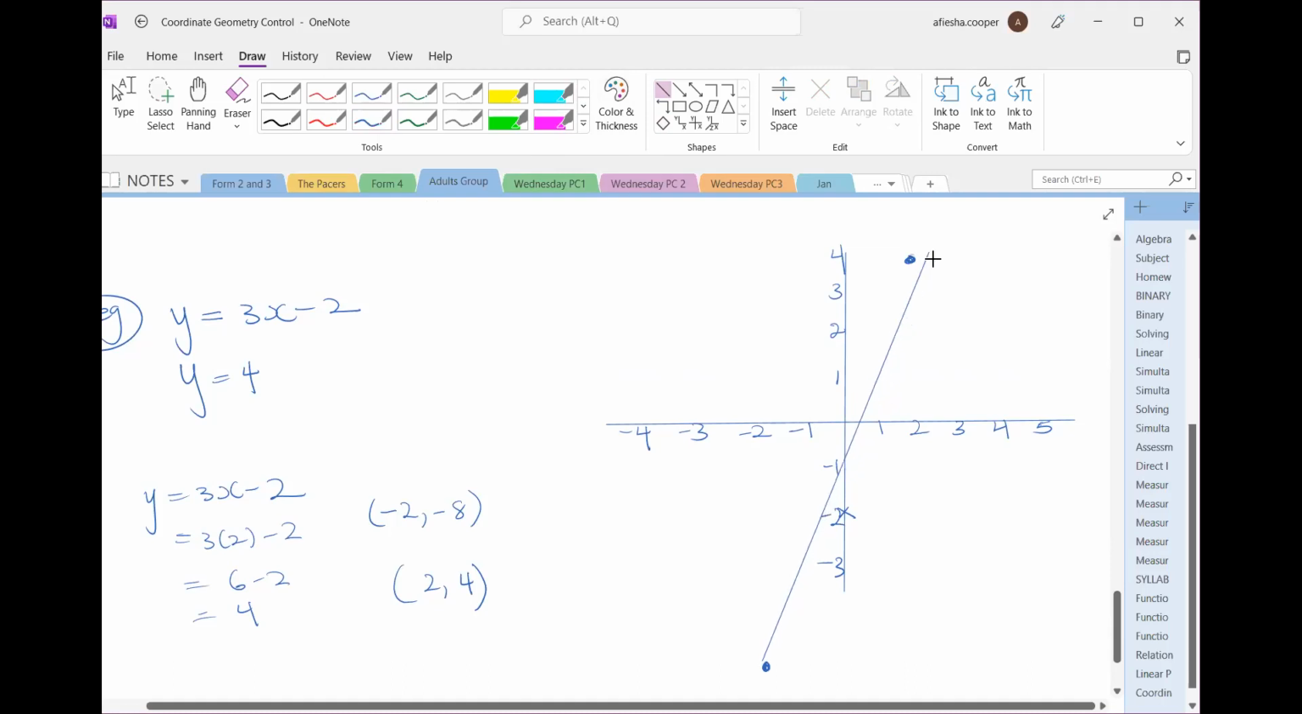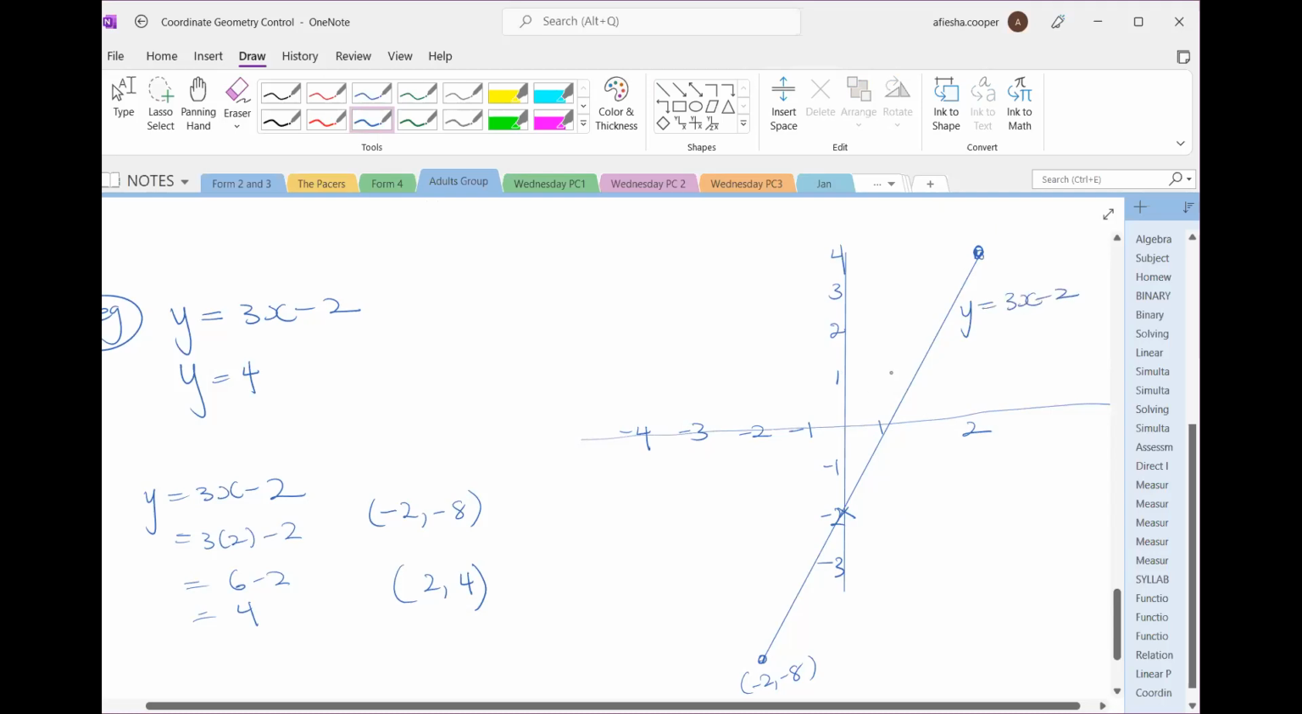It's not drawn to scale, so I'm going to switch over some of my coordinates. So this here is -2, -8, and this point here will be 2, 4. Right? So it's not drawn to scale. That's why if it was on a graph, we would have gotten it. And label it y is equal to 3x minus 2. So we have the first one in.